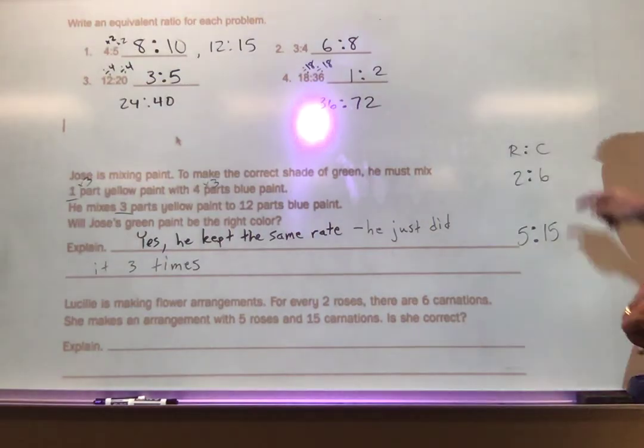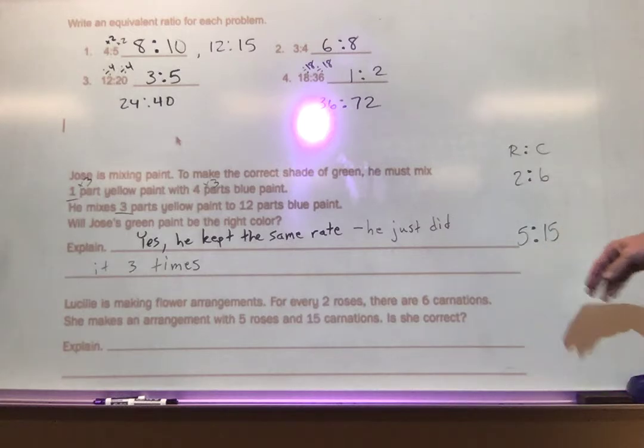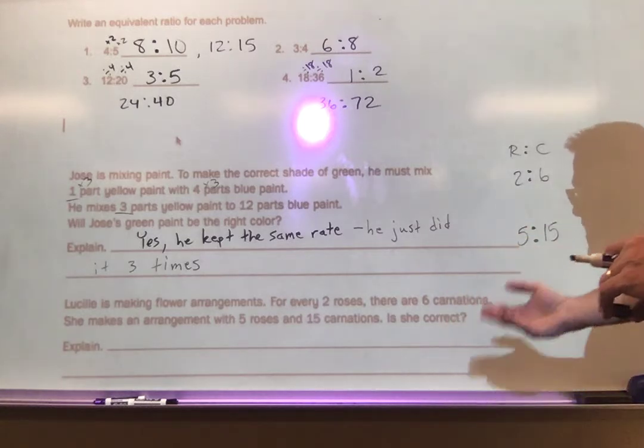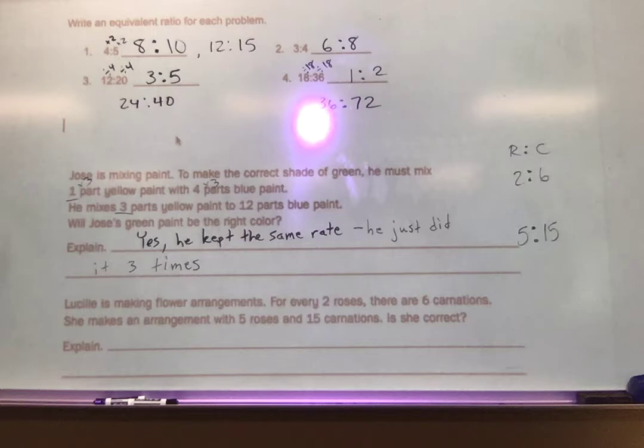Okay, so we want to know if 5 to 15, is that the correct arrangement? Did she keep that same rate? So some people, when you're going from a 2 to 6 and you're trying to get to a 5 to 15, will say, well, maybe I don't think that works, because 2 times what gets me to 5? What are you multiplying by? It just doesn't look right. So you have a couple of options here, okay?